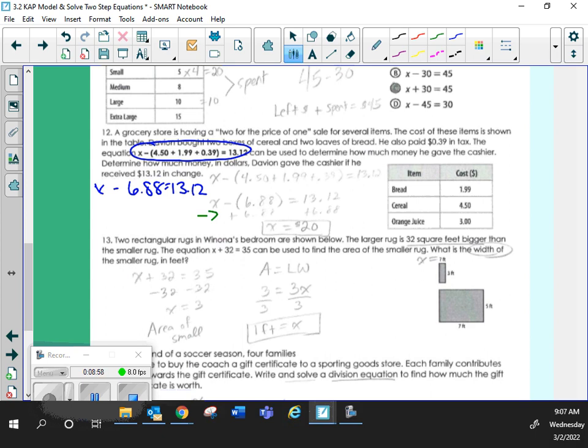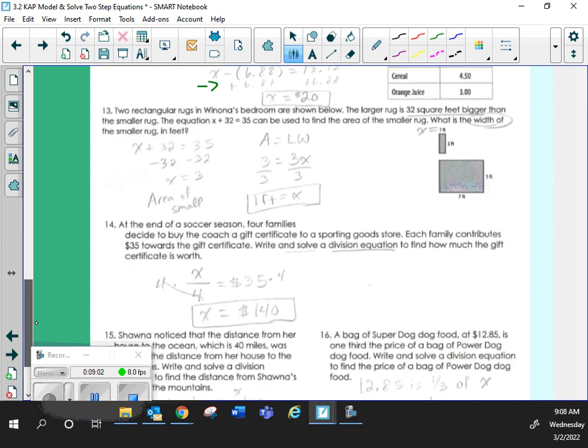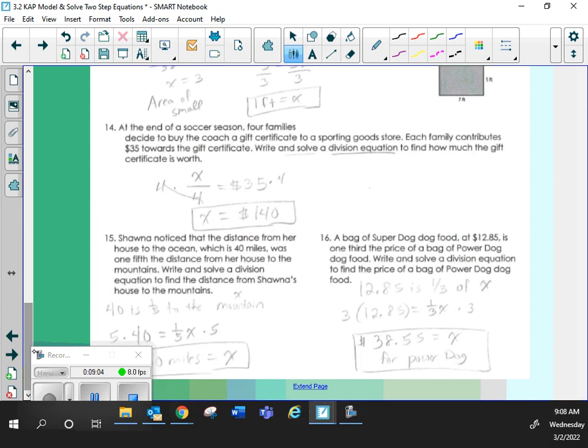Last questions? Yes. Number 14, and then I'll do this. At the end of the soccer season, 4 families decided to buy the coach a gift certificate to a sporting goods store. Each family contributes $35 towards the gift certificate. Write and solve the division equation to find out how much the gift was. Did you write a different equation and you just didn't understand how to make it a division problem?